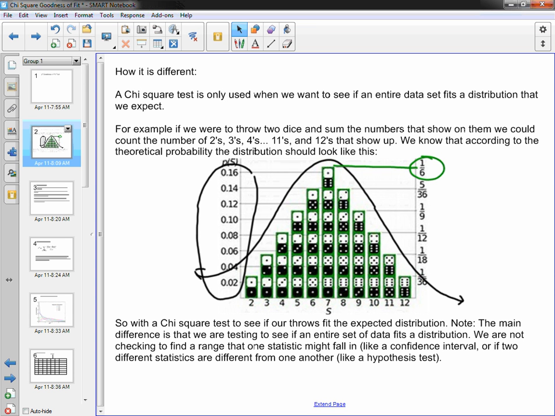So for the chi-squared test, you can see down here kind of the explanation. The main difference here is we're testing to see if an entire set of data fits a distribution. We're not checking to find a range that one statistic might fall in. Remember, that was a confidence interval. We said we would expect the mean to be somewhere in between here and here. And we're also not checking to see if two things are different or if there's a difference that is statistically significant for two things. What we're doing now is checking an entire set of data to see if that set of data fits a distribution that we expect from it.